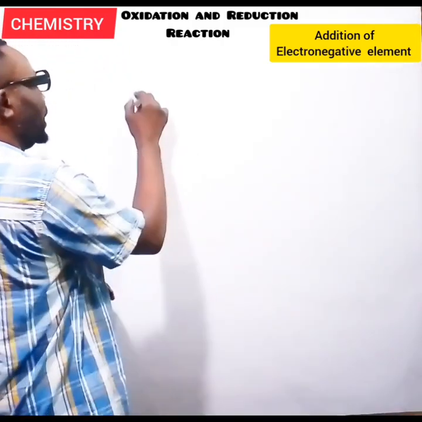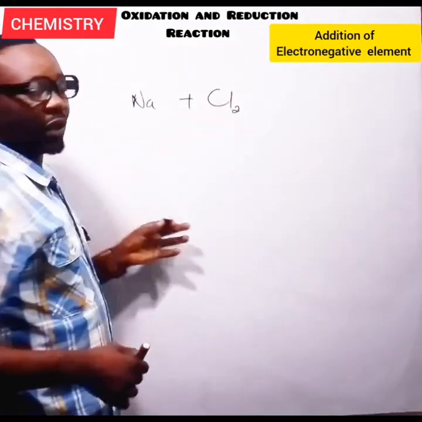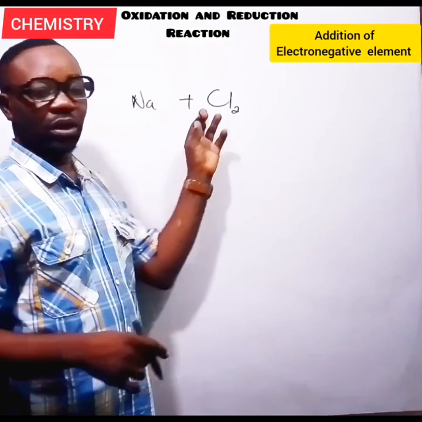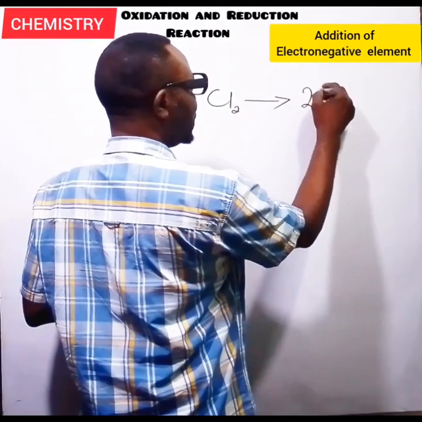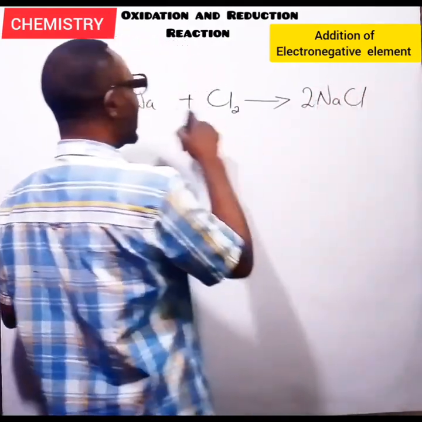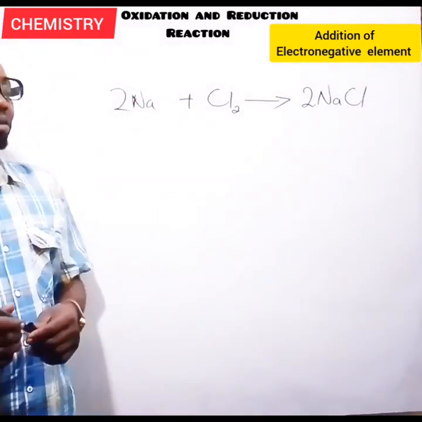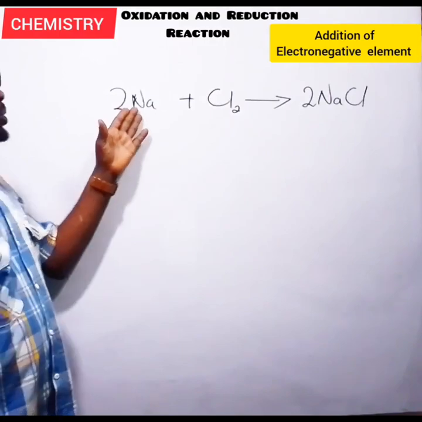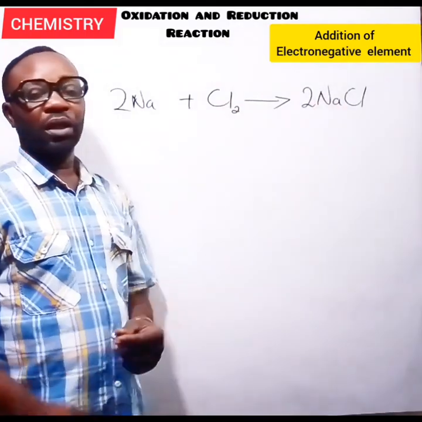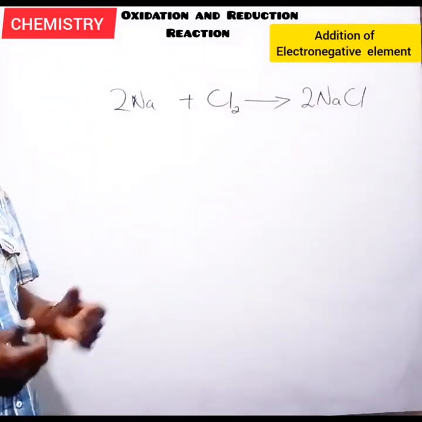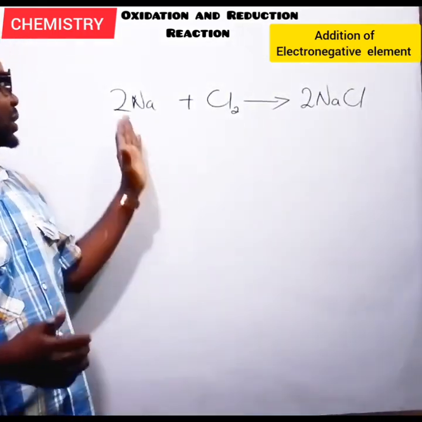We have this Na. This is sodium reacting with chlorine. The Cl2 will react with sodium to give us NaCl. You can see the equation is yet to be balanced now. So if I put 2 here, the equation is now balanced: 2 atoms of sodium reacting with 1 mole of chlorine to give us a sodium chloride compound here.